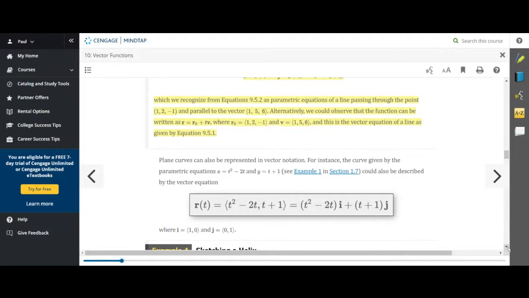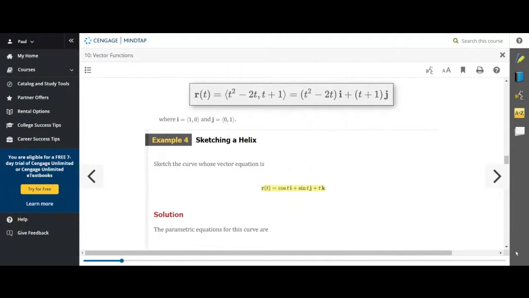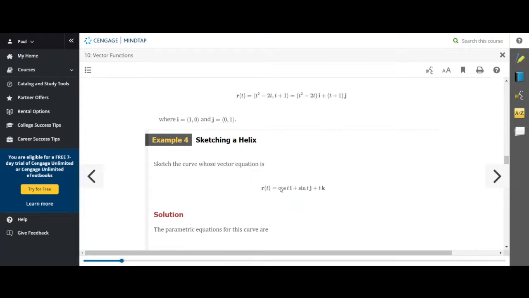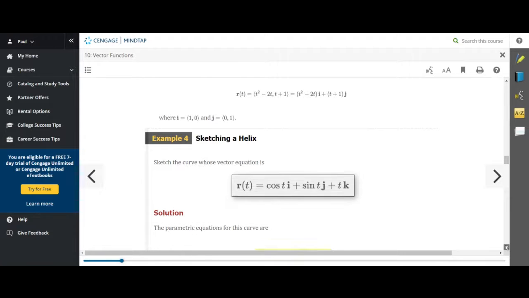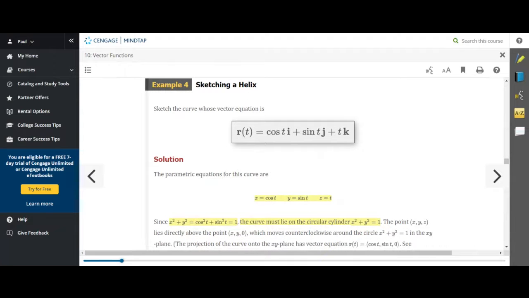Okay, now what they have in example 4 is they want you to sketch this helix. Let me remove that highlight. They want you to sketch this helix. Now, you don't know it's a helix, right? But what special things in our bodies consist of helices? Good, DNA.